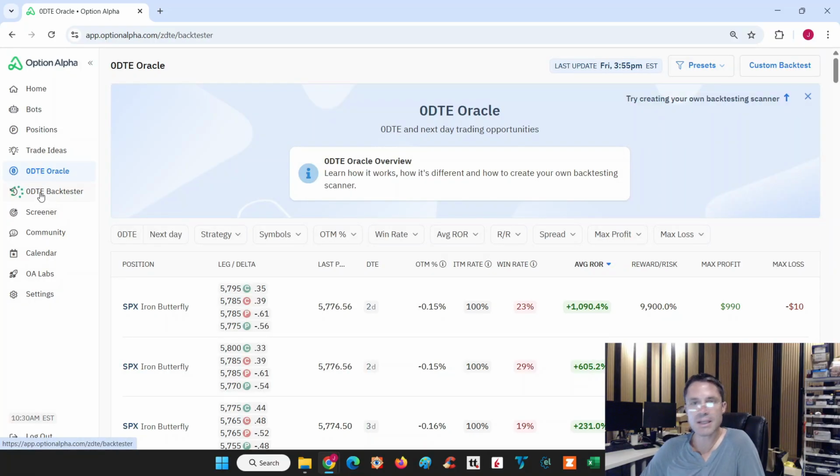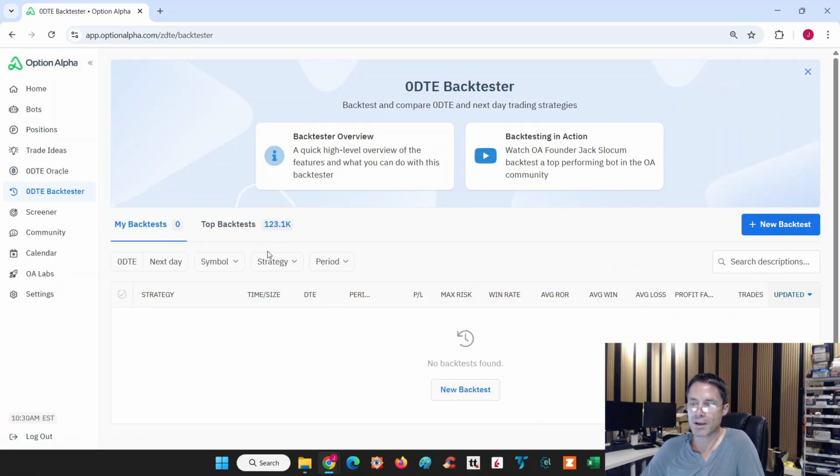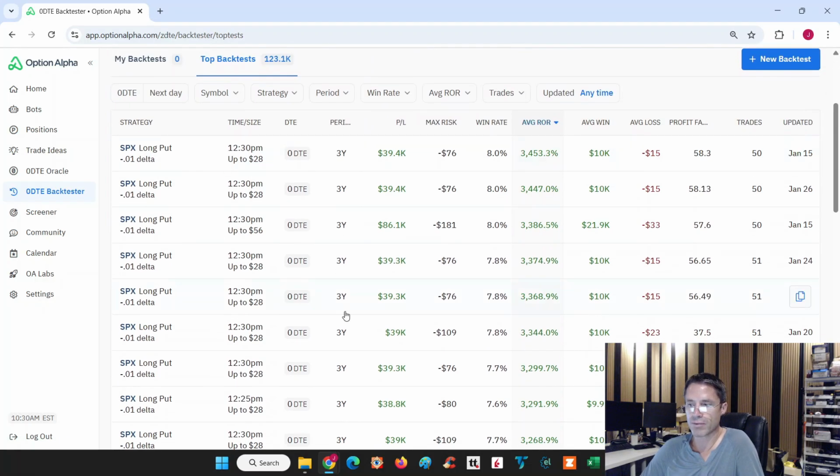A zero DTE backtester. Everyone's talking about zero DTEs and being able to backtest the strategy. Well, you can do it right here. New backtest, off you go. Top backtests. You can even look at what other people are running. So that's that. Really good bit of kit.